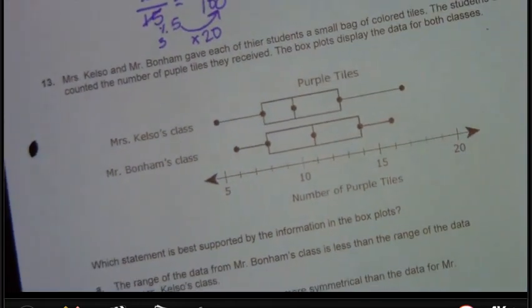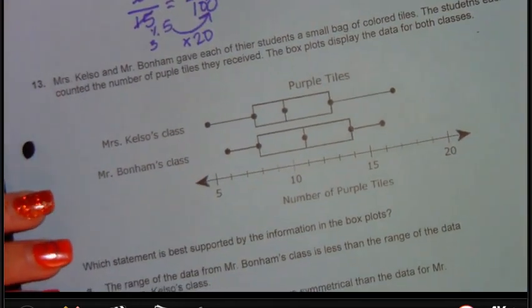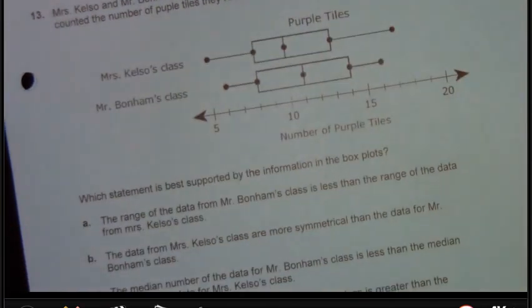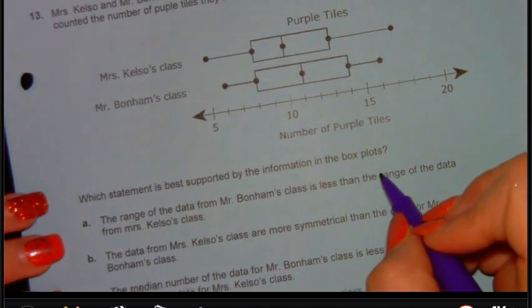Number 13, Mrs. Kelso and Mrs. Bonham gave each of their students a small bag of colored tiles. The students each counted the number of purple tiles they received, and the box plot displays the data for both classes. Which statement is best supported by the information in the box plots?